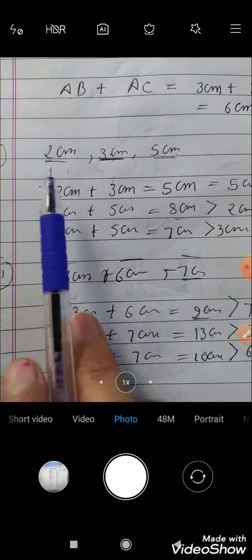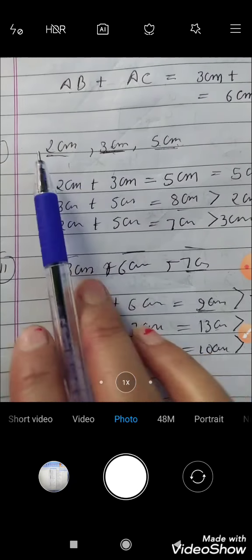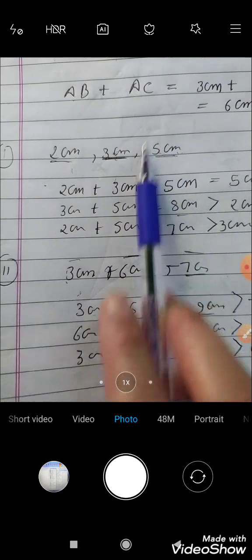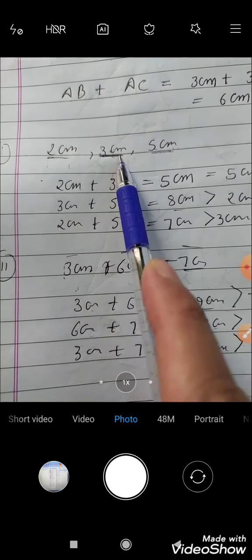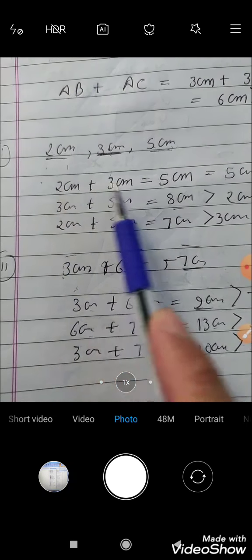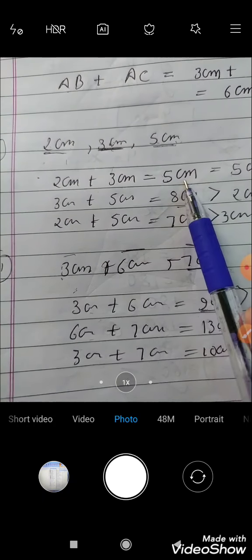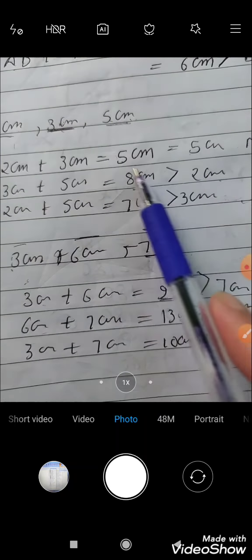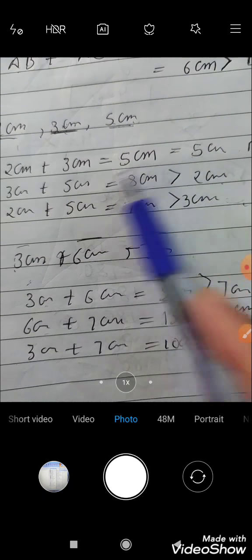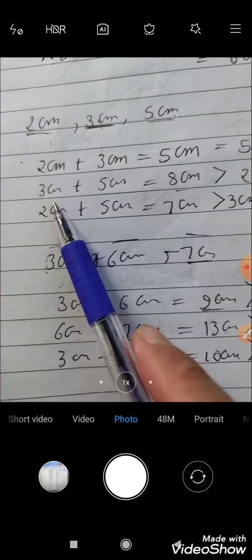First we will add two of its sides, and then we compare the sum of the two sides with the third side. So first we are going to add 2 centimeter and 3 centimeter. If we add 2 centimeter and 3 centimeter, we have 5 centimeter as the sum of these two sides, and if we compare the sum of these two sides with the third side, we conclude that both the measurements are equal. Now move to the second portion.